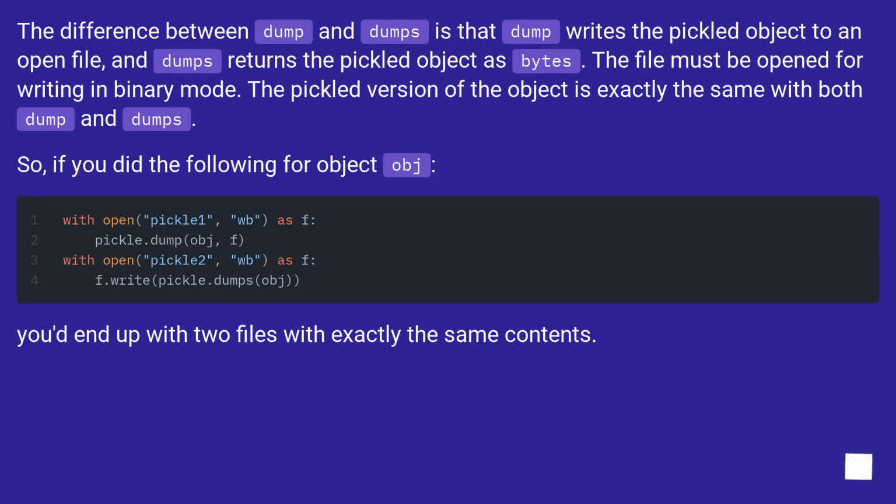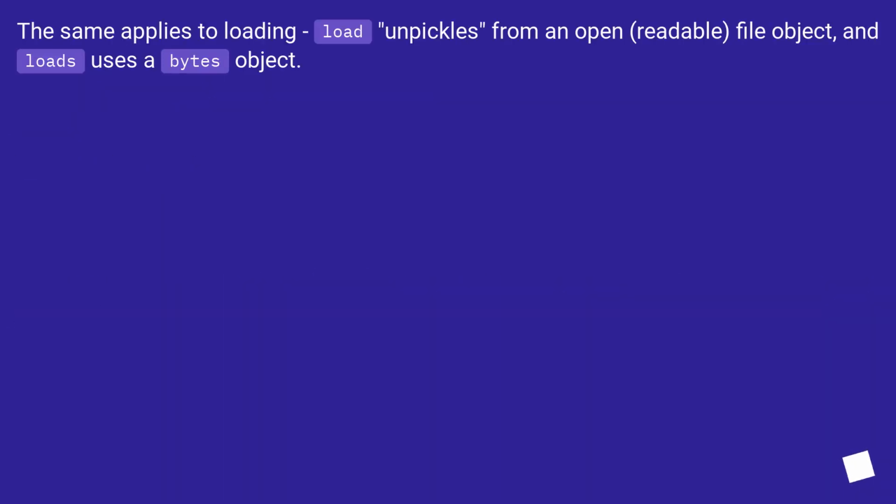So, if you did the following for object obj, you'd end up with two files with exactly the same contents. The same applies to loading. Load unpickles from an open, readable, file object, and loads uses a bytes object.